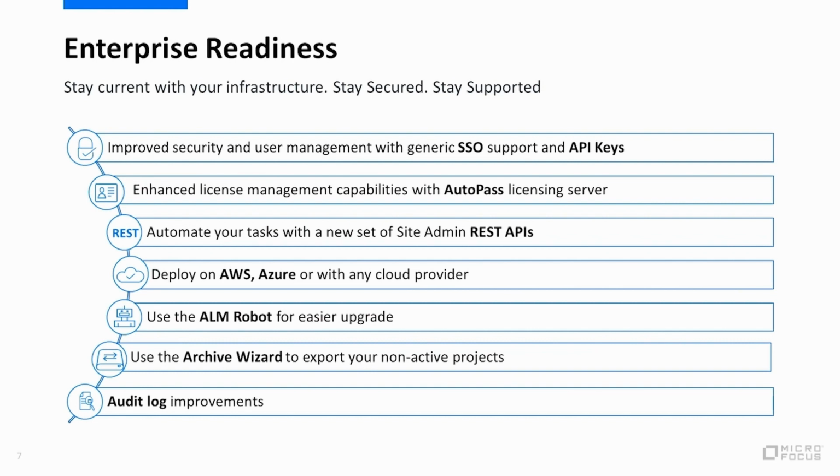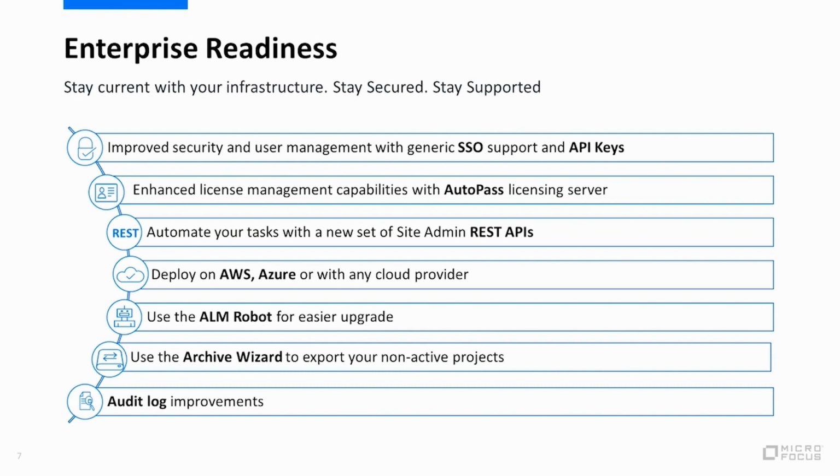On the administrative side, we improved the security and user management, introducing a new support for single sign-on and API keys, which helps you to control the access to the ALM server from the API layer. We improved the license management with the integration with Autopilot licensing server that helps you organize and manage your product licenses, server users, and client users. We productized the Site Admin REST API that helps administrators to automate the project maintenance tasks.